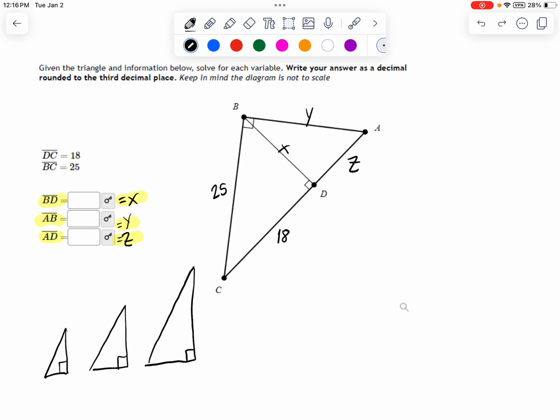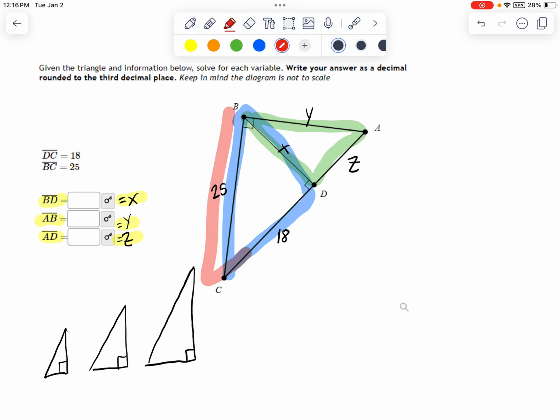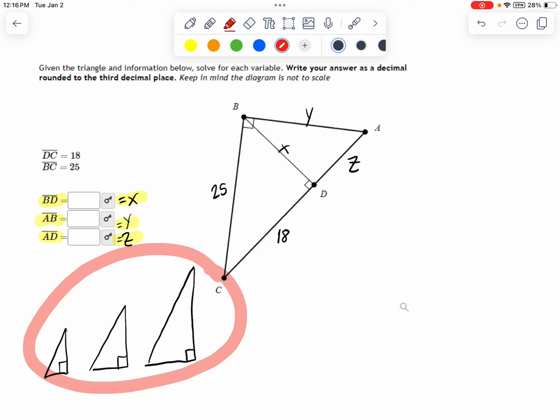And then from there, I said, okay, so how many similar triangles are we dealing with? And I found three, right? Because we have this smaller similar triangle, we have this medium similar triangle, and then we have the whole thing as a triangle as well. So I was like, okay, so there are three of them, so I drew three triangles off to the side.